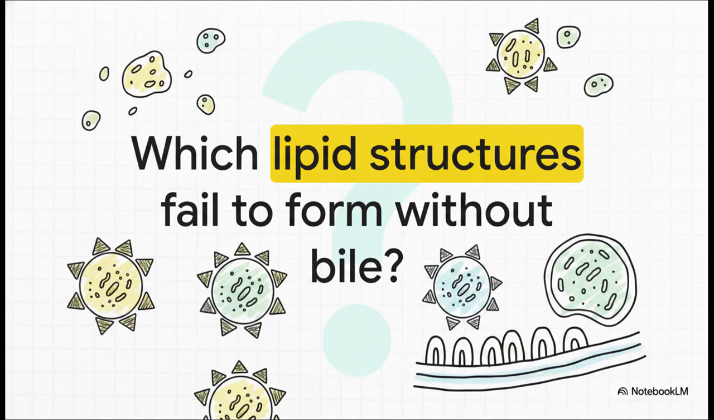To wrap up this explainer, I want to leave you with a synthesis question to tie all this together. If a patient presents with severe liver dysfunction, kind of like that jaundice case we saw, and they have dramatically inadequate bile production, how does that clinically disrupt the lipid absorption pathway we mapped out earlier? Which specific lipid transport structures would fail to form first? Think back to that micelle step and how solubility dictates absorption. Ponder that before your next exam.